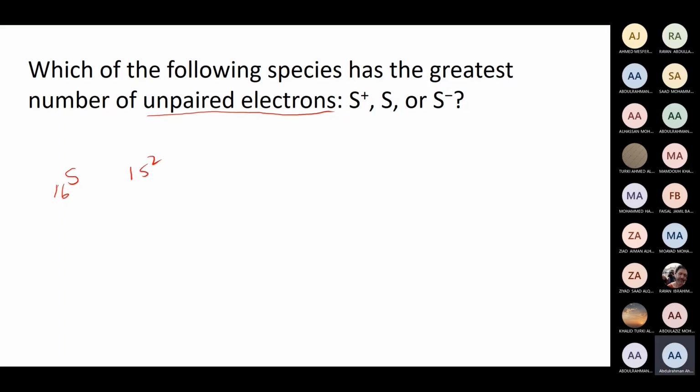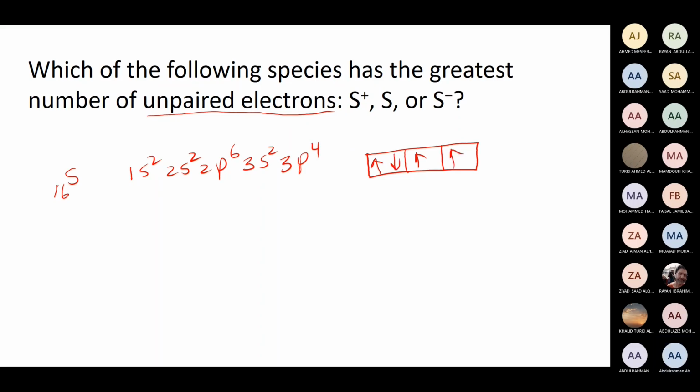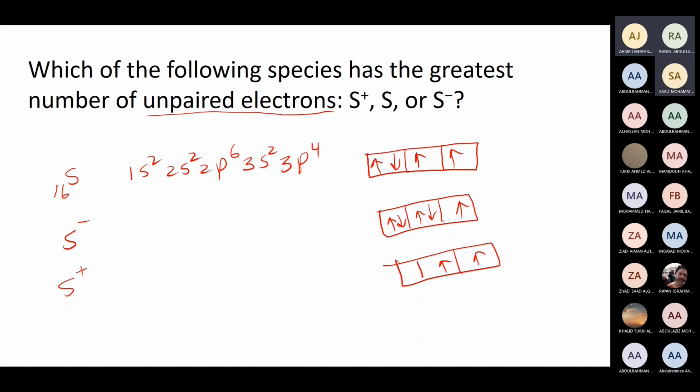Okay, which is 1s2, 2s2, 2p6, 3s2, 3p4. So how many unpaired electrons do you have for S? 2. Why? Because one room we will fill. We'll have it like this: 1, 2, 3, and 4. And that's why there are 2 unpaired electrons. How about S minus? 1. Why? Because we add 1 electron. How about S plus? 3. Why? Because we lose 1 electron. We take off 1 electron.